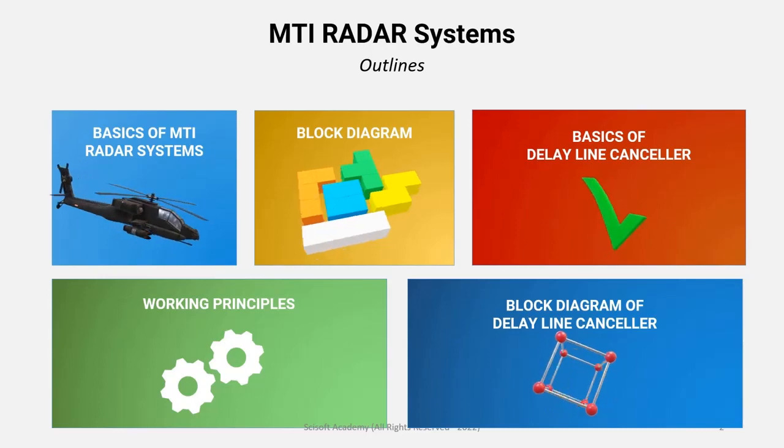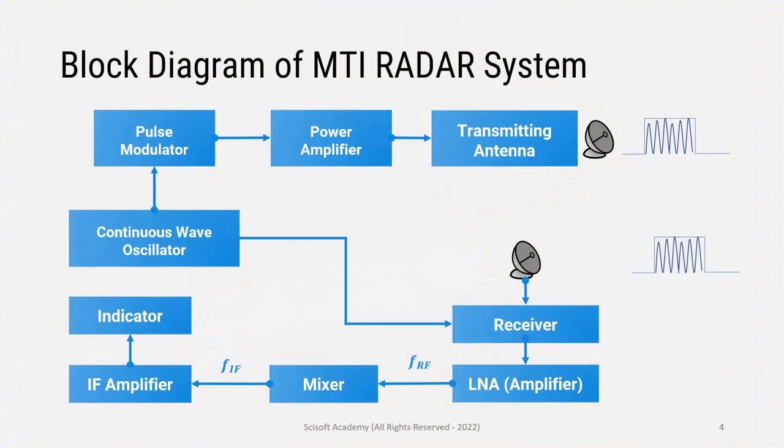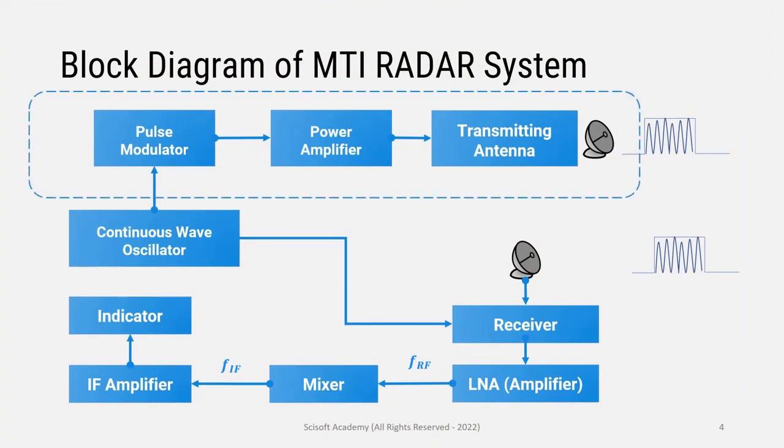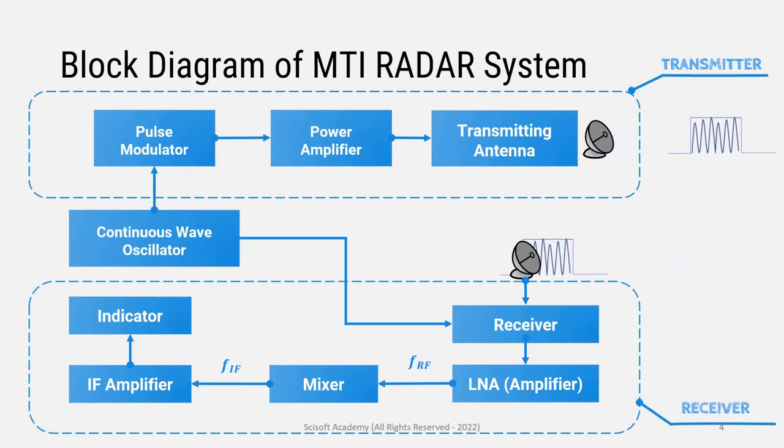Now we'll see the basic block diagram of the MTI radar system. We are splitting this into two sections, one for the transmitter section and one for the receiver section. The continuous wave oscillator is a common section for both transmitter and receiver. The continuous wave oscillator generates continuous sine waves or cosine waves, and the pulse modulator generates pulses similar to this.